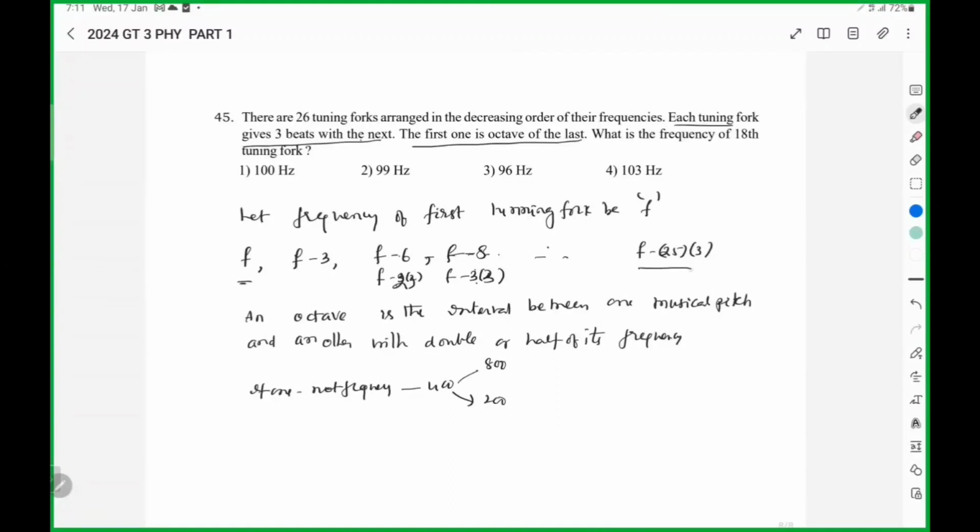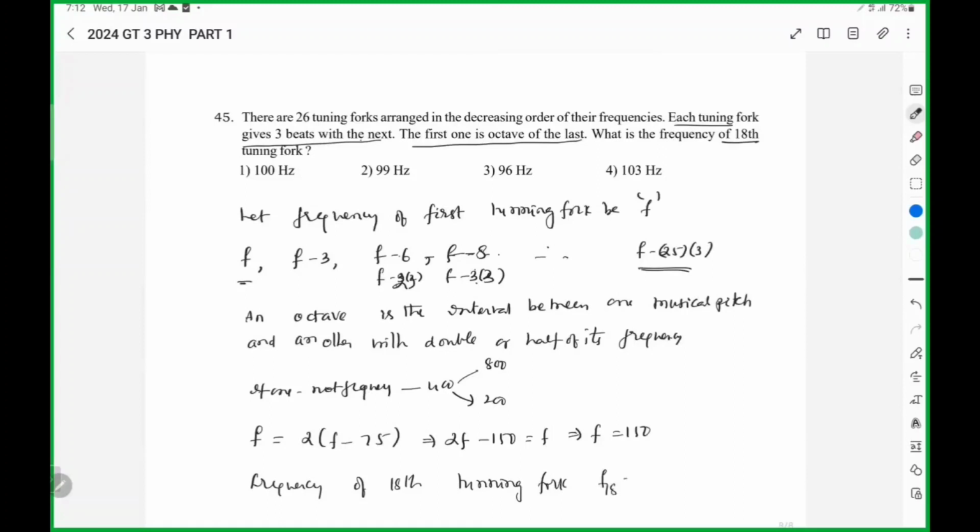Since the frequencies are decreasing, the first one being an octave with the last means f is 2 times (f minus 75). So this is 2f minus 150, so f here is 150. Frequency of the 18th tuning fork is f minus 3 times 17, that is 150 minus 51, which is 99 Hz.